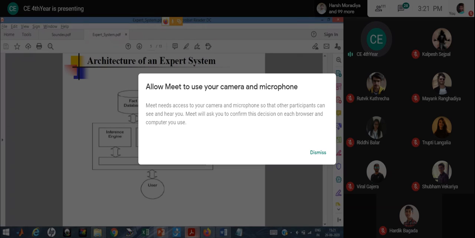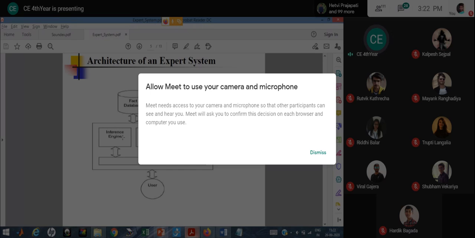But see, the knowledge base editor is not usually made available to the end user of the system. It is only used by whom? It is only used by the knowledge engineer or the expert to provide or update the knowledge that is contained within the system.